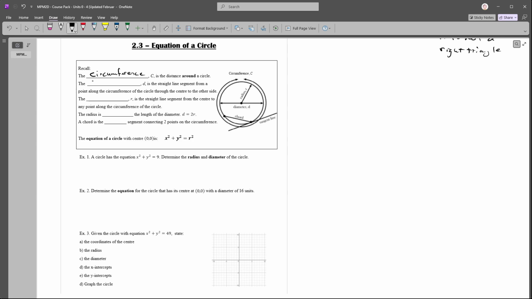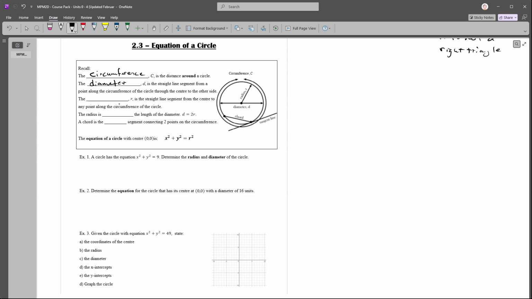Okay, now let's try again. The diameter, usually denoted with a D. So the diameter D is the straight line segment from a point on the circumference that passes through the center and touches on the other side. So it's a straight line that goes from one side of the circle to the other, but passes through the center. So this is going to be the maximum distance across the circle. It has to pass through the center, of course, to be that maximum distance.